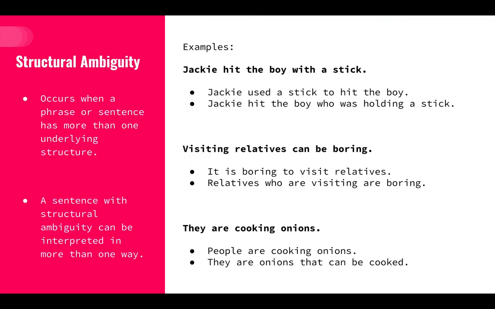Then we have structural ambiguity. This occurs when a phrase or sentence has more than one underlying structure. A sentence with structural ambiguity can be interpreted in more than one way. Here are a few examples. The sentence is, Jackie hit the boy with a stick. Upon reading this sentence and upon hearing it for the first time, you could see two different images or visuals in your head. Some of you might have seen Jackie using a stick to hit the boy, or Jackie hit a boy who was holding a stick. This is an example of structural ambiguity.